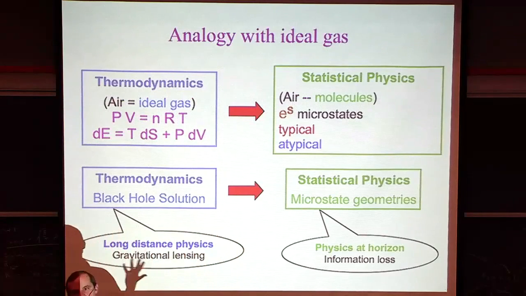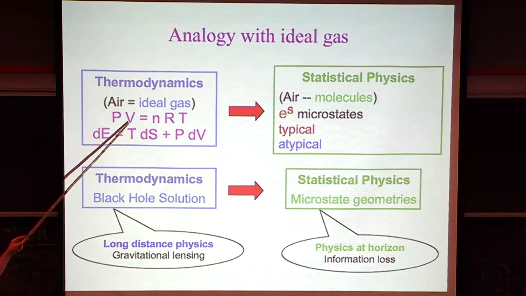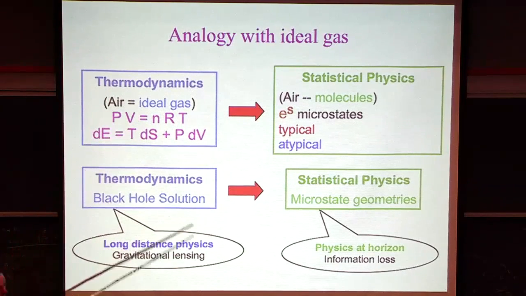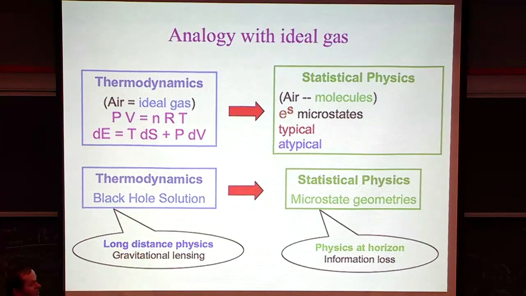And if you want to make an analogy with an ideal gas, in an ideal gas you have thermodynamics. You can describe the ideal gas by thermodynamics, PV equals nRT, and so on and so forth. Or you can describe it using statistical mechanics, using microstates, which are like typical and atypical molecules zooming around at 200 kilometers an hour. And the same would be true in the black hole solution.